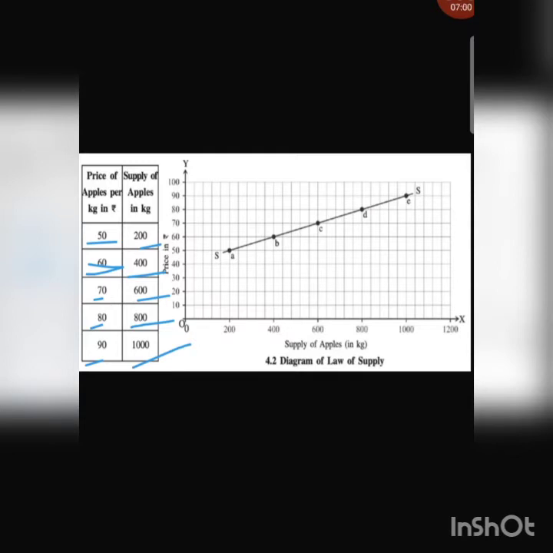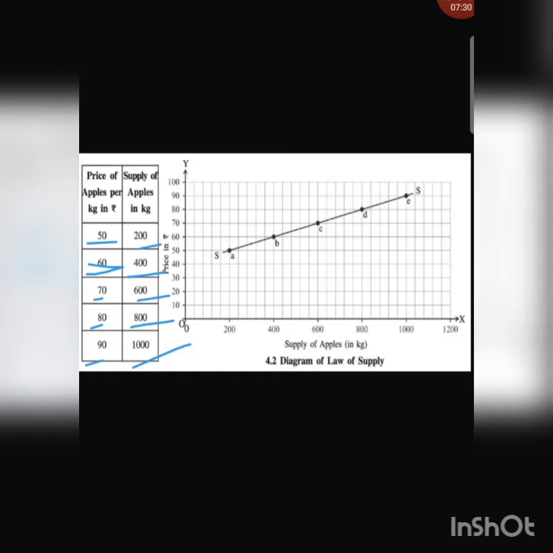So here is what we have seen in the law of supply definition: as and when price increases, supply expands. From 50 to 90, as the price keeps on increasing, the supply is also increasing. If you go from the downward to the upward side, from 90, 80, 70, 60, 50, as the price decreases, the supply also contracts as you go from the bottom to the top.